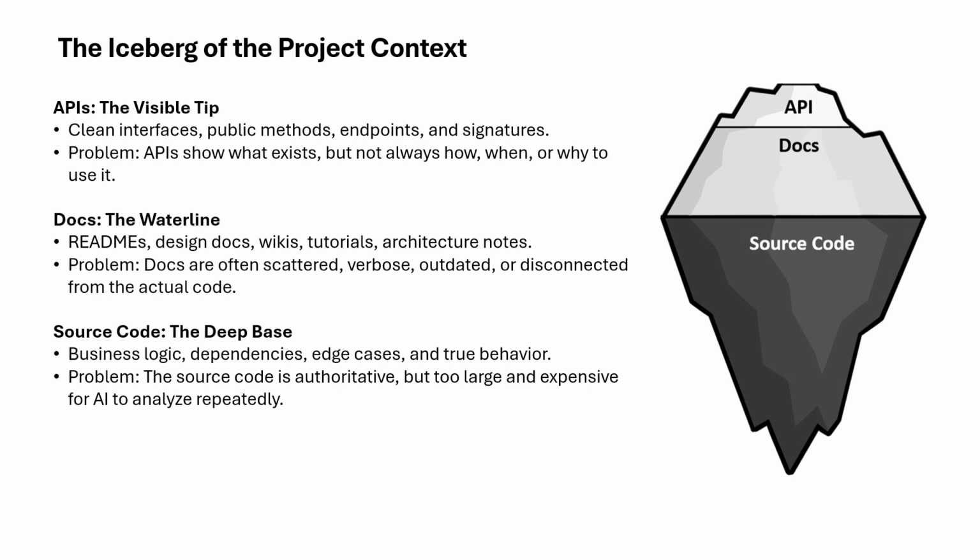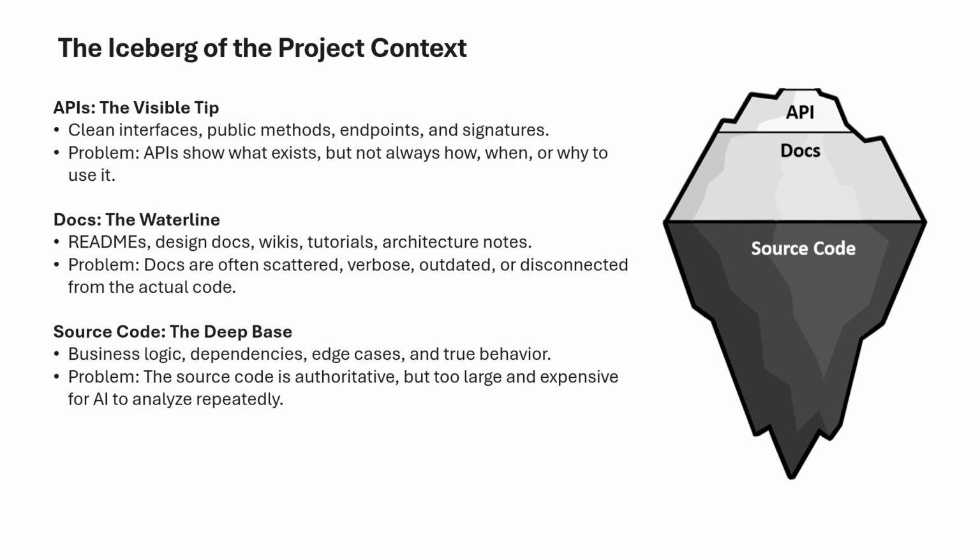A good way to think about project context is as an iceberg. At the visible tip, we have APIs. They show what can be called, but not always how, when, or why to use each capability. At the waterline, we have documentation. It can contain valuable explanations, but it is often scattered, verbose, or outdated. And deep below the surface, we have source code. That is the ground truth, but it is too large and too expensive for AI to repeatedly analyze in full. Bindex exists to transform this hidden and scattered context into a compact AI-readable contract.